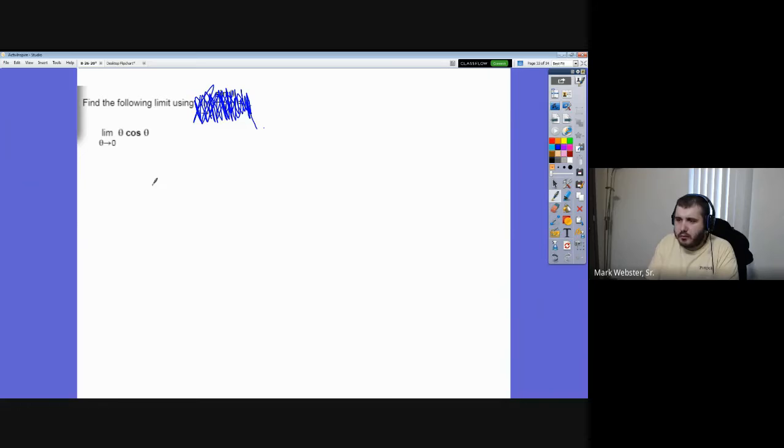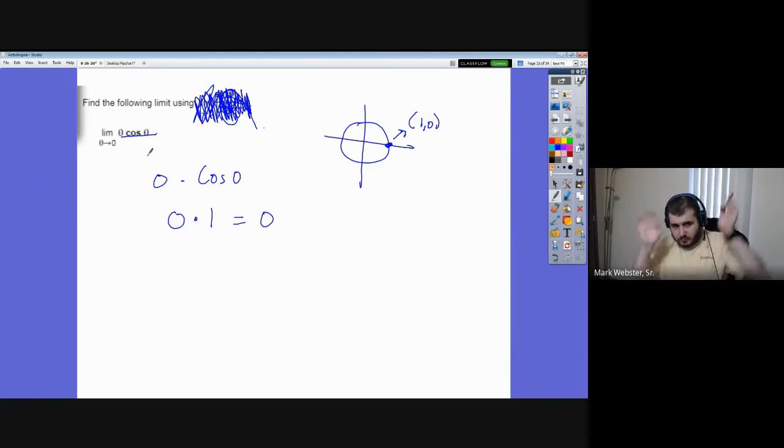But if I plug in 0 already, I'm good, because cosine of 0 is just 1. So this is just 0 times 1, which is, in fact, 0. And you didn't have to actually use this. Ignore that. If you get something like this, just plug it in like normal. Don't try and do anything fancy. This one's just a normal plug-in.